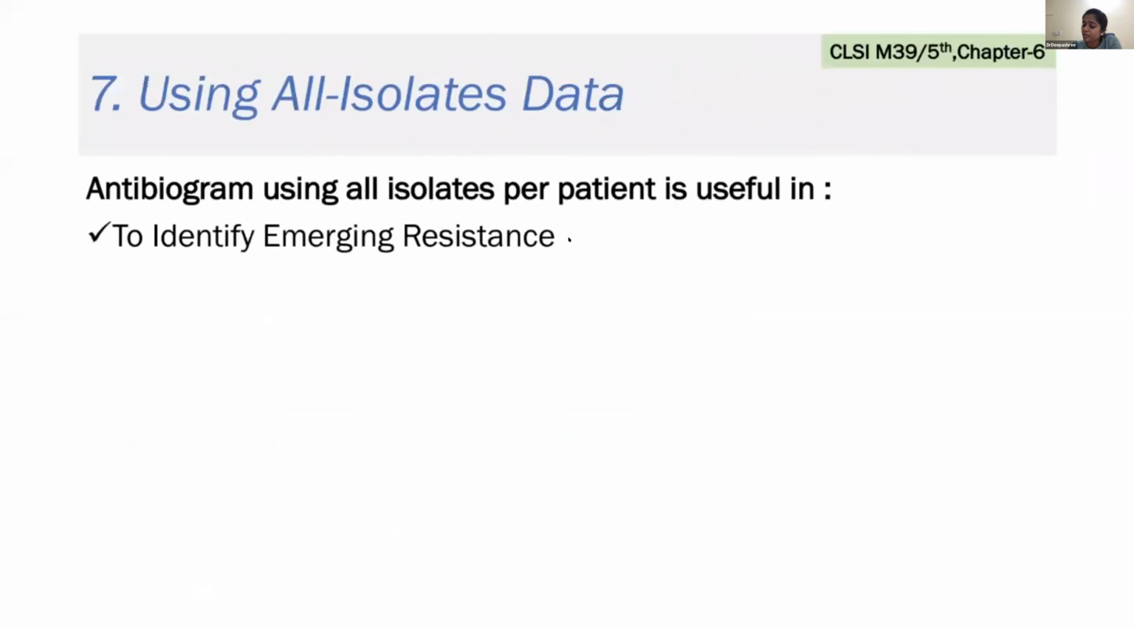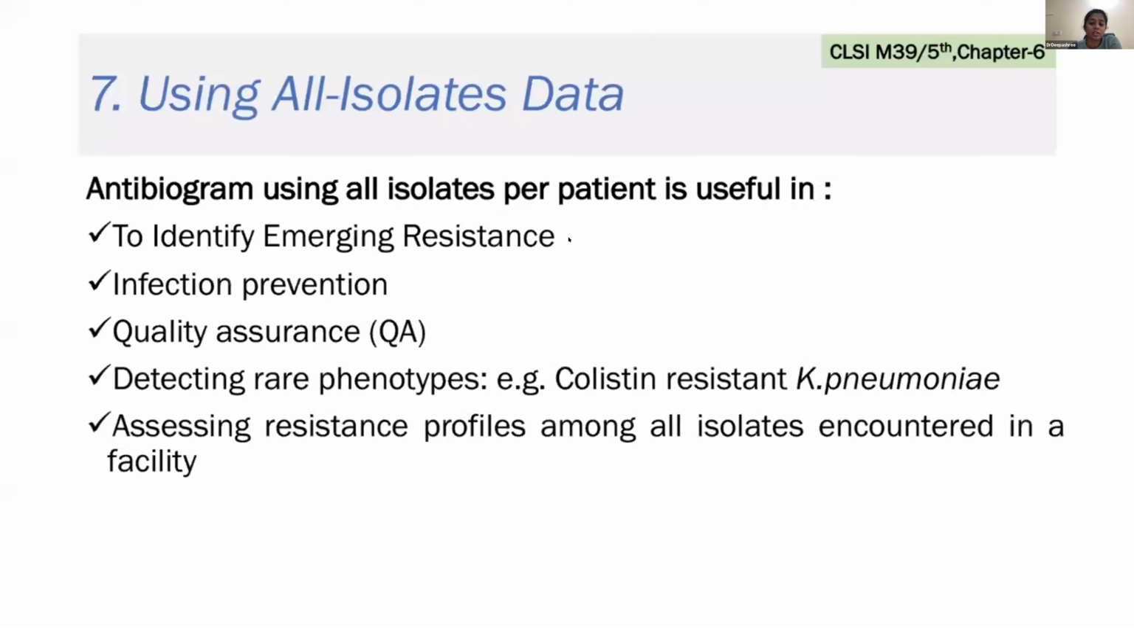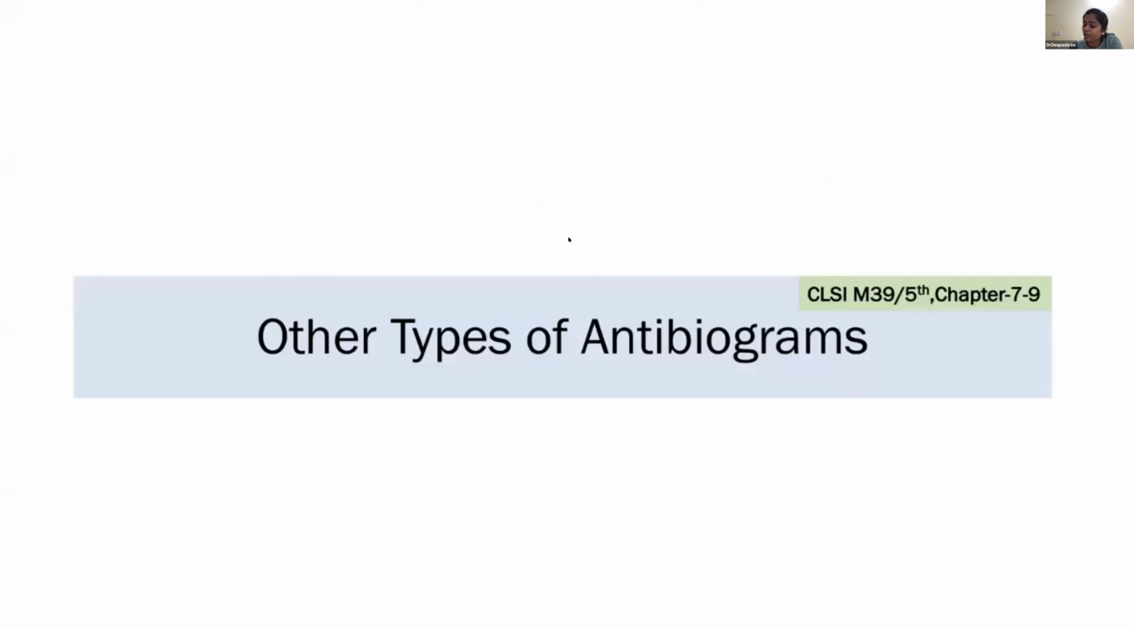So this is the list: to identify emerging resistance, infection prevention, quality assurance, detecting rare phenotypes like colistin resistant Klebsiella, assessing the resistance profile among all isolates encountered in a facility, and monitoring the development of resistant isolates in a patient over a period of time. All these are indications for using all isolate data. So this is about enhanced antibiogram.